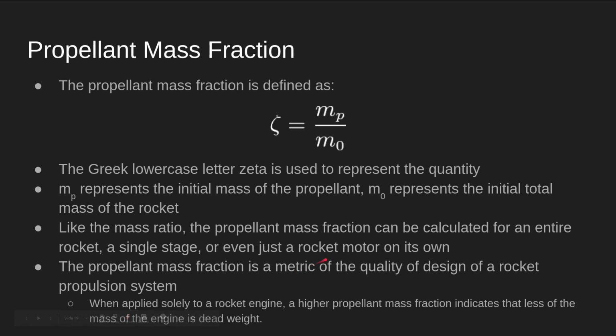If you calculate it just for the rocket motor, it's actually a metric of the quality of the design of the propulsion system. Because if you think about it, a higher propellant mass fraction means that less of the propulsion system is dead weight, and more of it can be allocated to actual propellant, which is what gives you energy. It's what accelerates you.